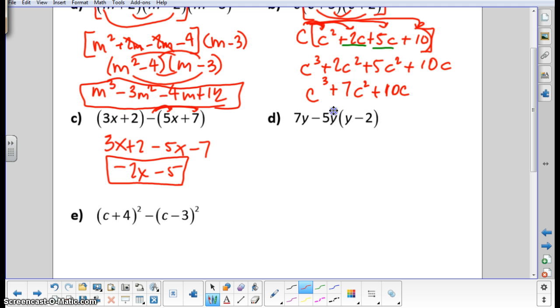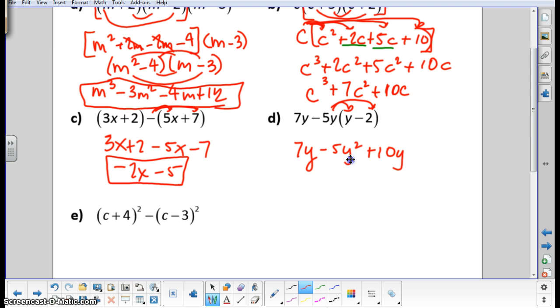Okay, on letter D, I see something to distribute, but this one is not. Look at how this is grouped here. We distribute the 5y to the y minus 2. 7y minus 5y squared plus 10y. And now we're going to arrange that in descending order.